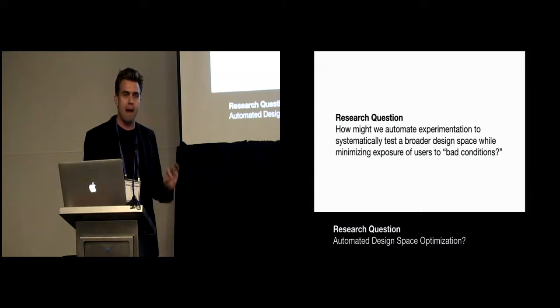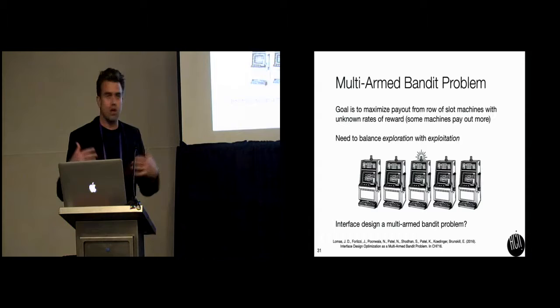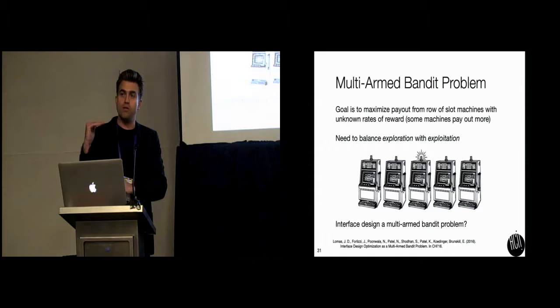So all of statistics comes from gambling, and this is no exception. Here you've got a row of slot machines. Some are looser than others. They've got a better payout, but you don't know which is which. And you're not there to do science. You're there to make money. You've got a stack of coins, and you need to figure out how to make the most money possible.